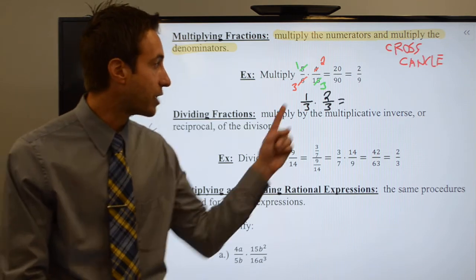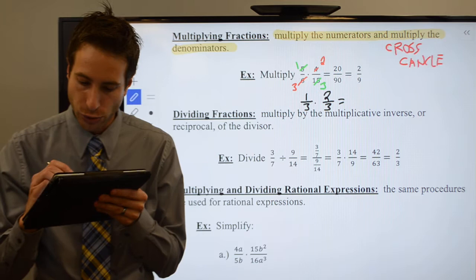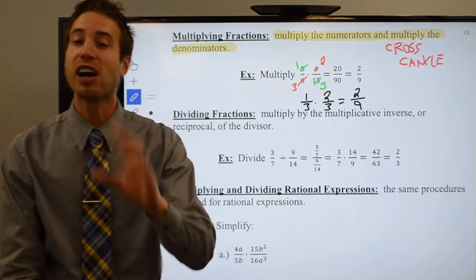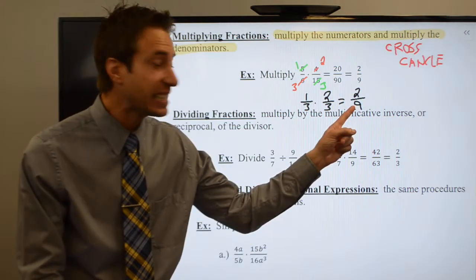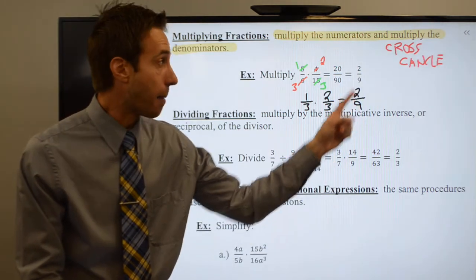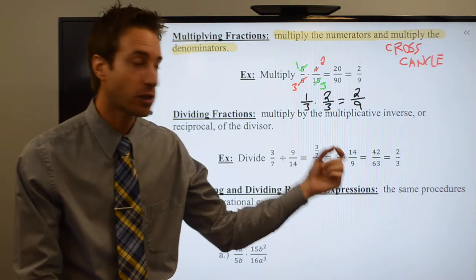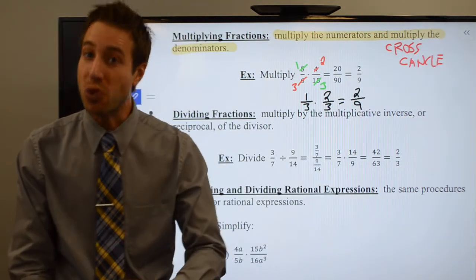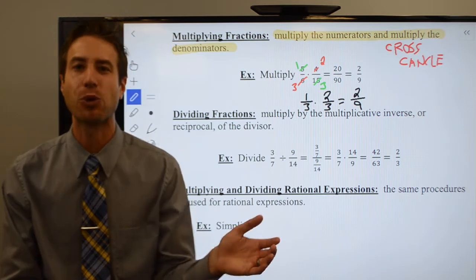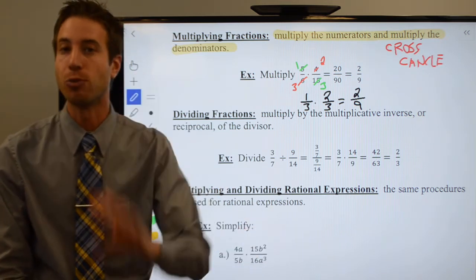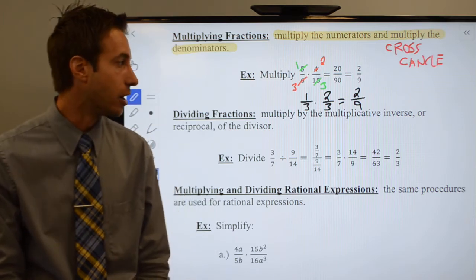Now I multiply numerators. 1 times 2 is 2. 3 times 3 is 9. And by cross-canceling first, I get the exact same answer as what I did above, but because I cross-canceled first, the answer I get is already simplified because I will have already gotten rid of the GCF that the numerator and the denominator have in common.